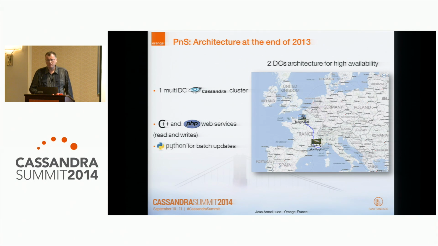Because we need a very high availability, our architecture is based on two data centers. The first one is in Bagnolet near Paris, and the second one is in Sophia Antipolis on the French Riviera. We are using two web services. The first one is written in C++ and the second one in PHP. And we also use Python modules for injection of the data that we receive from our data providers.